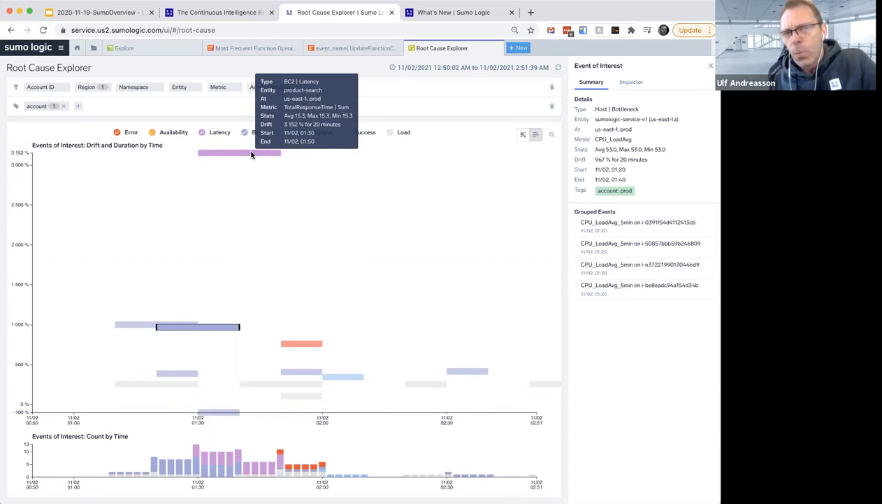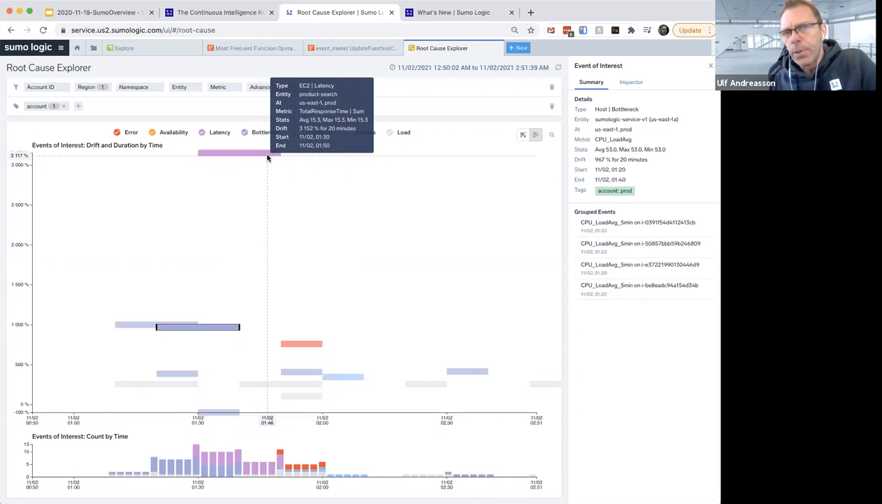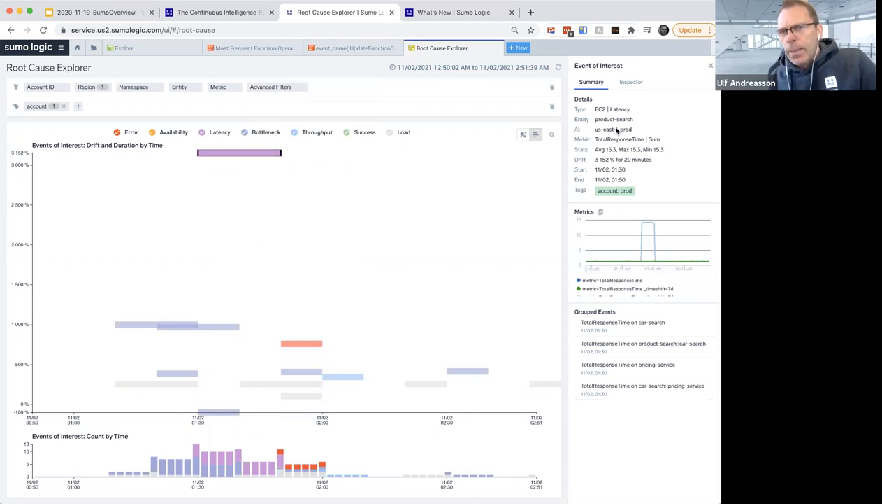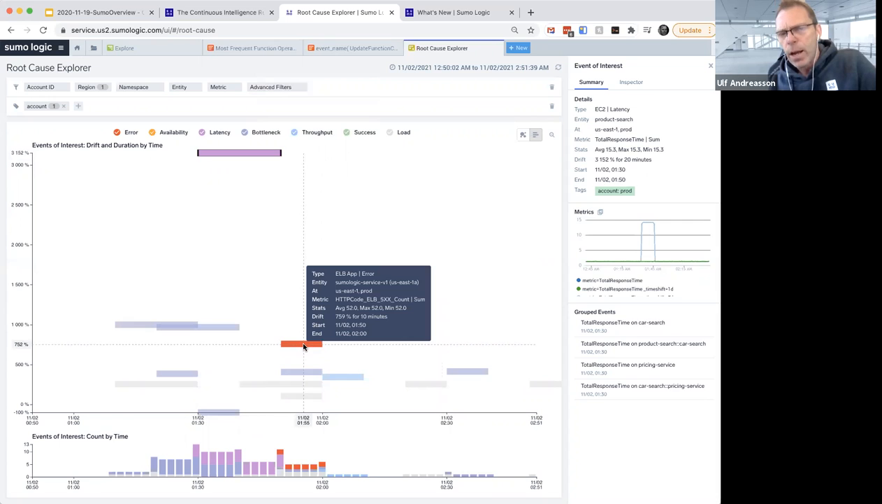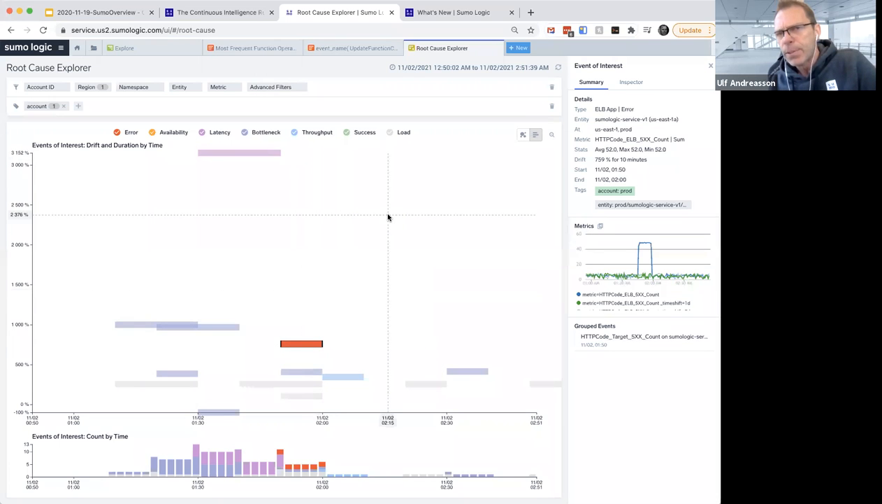Now, after some time, we get some product searches here, and effectively latency in the EC2 instances. So there's a multitude of issues here. And we've also seen some ELB app errors, which again stands out. So there's a lot of good information we have here.